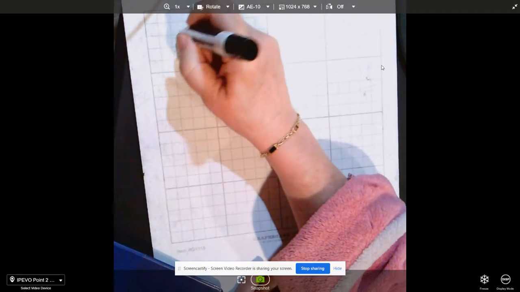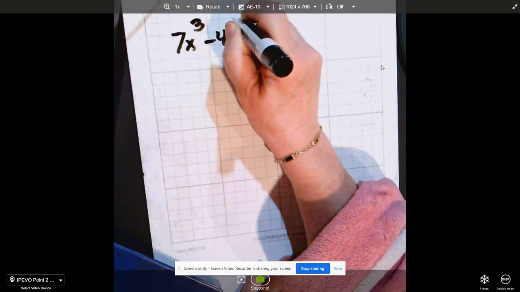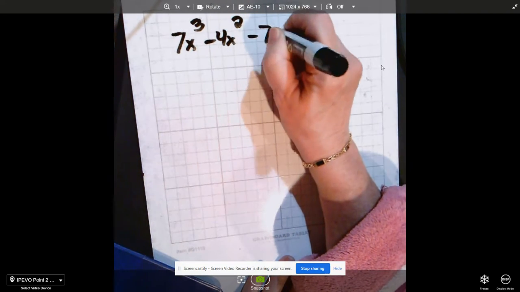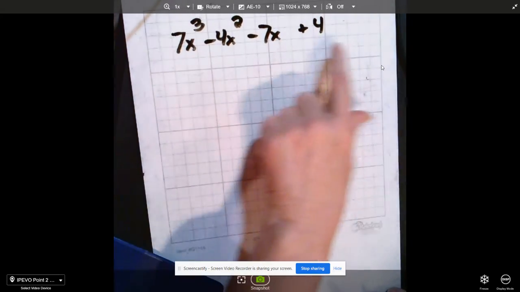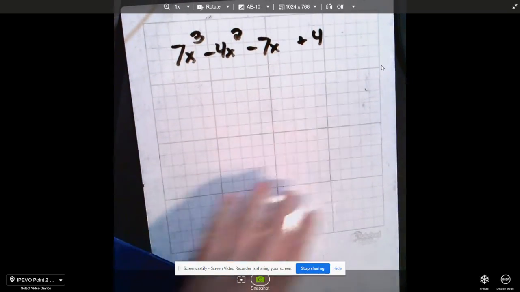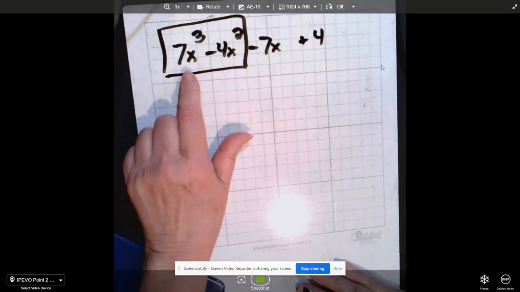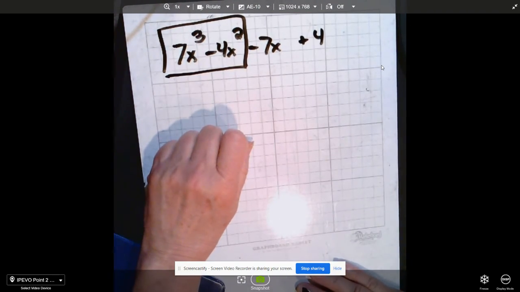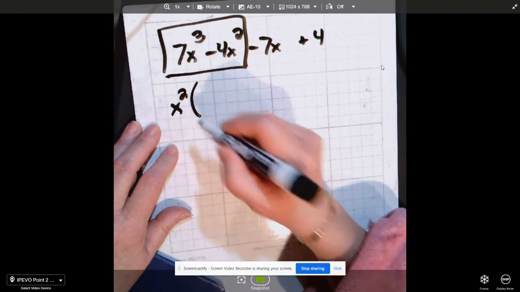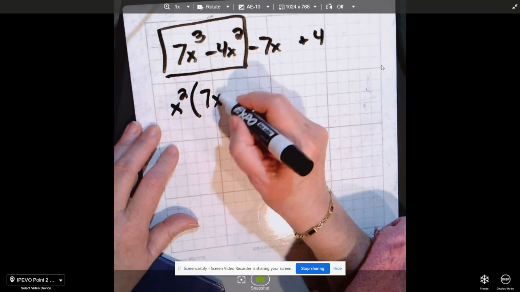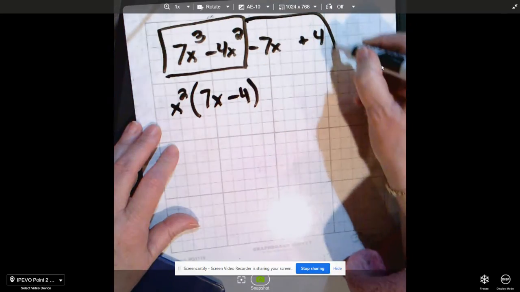The next one is 7x to the third minus 4x squared minus 7x plus 4. Again, I don't see any greatest common factor that I can take out. I'm going to start by taking a look at just those two. Well, there's no greatest common factor for the numbers, but there is for the variables. So I can take out an x squared. If I do that, I'm left with 7x minus 4. I'm going to look at these two.